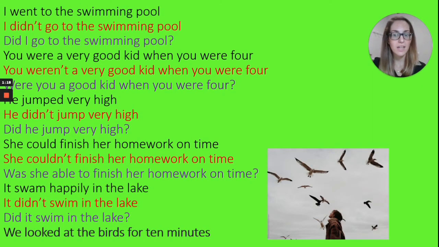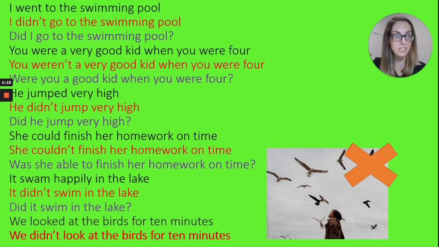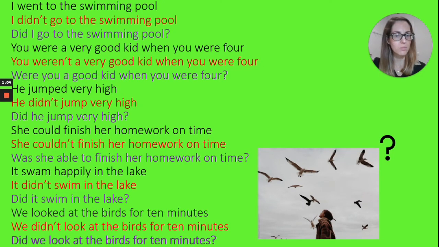We looked at the birds for 10 minutes. Negative. We didn't look at the birds for 10 minutes. Did we look at the birds for 10 minutes? That doesn't make much sense.